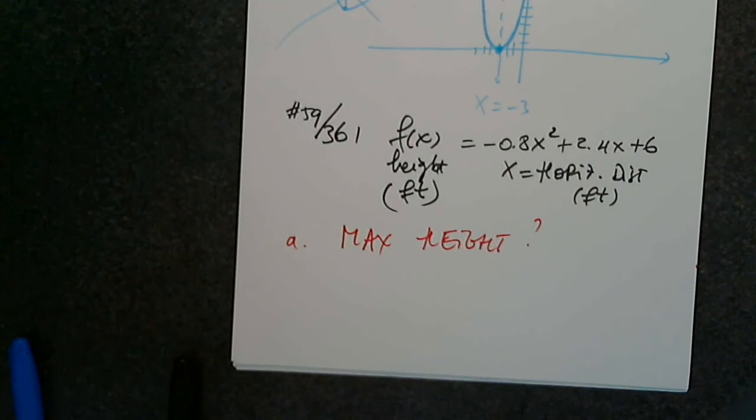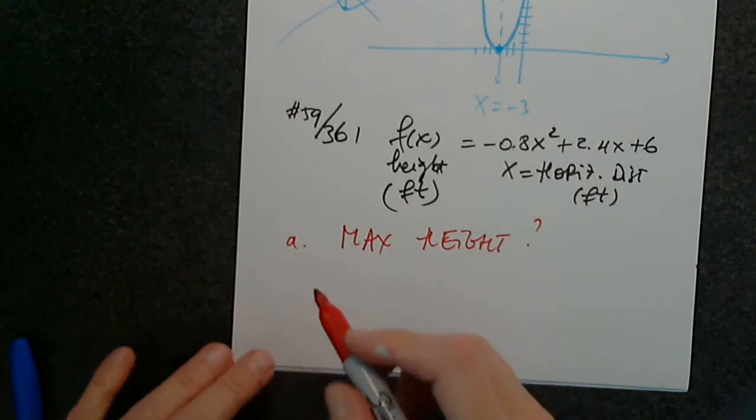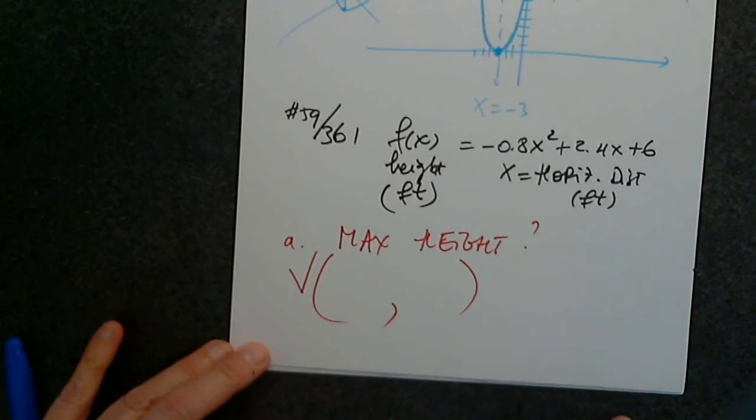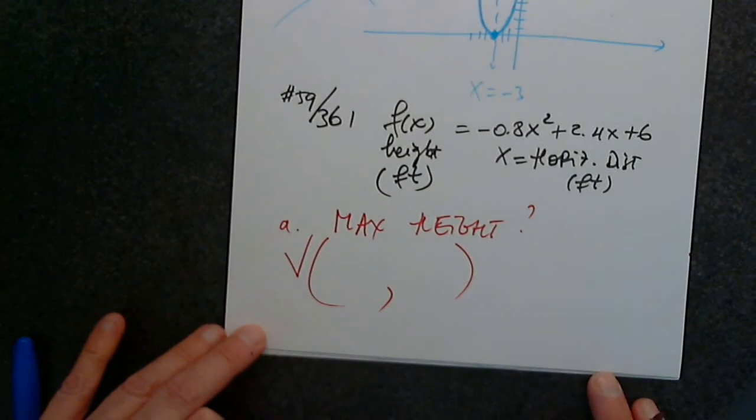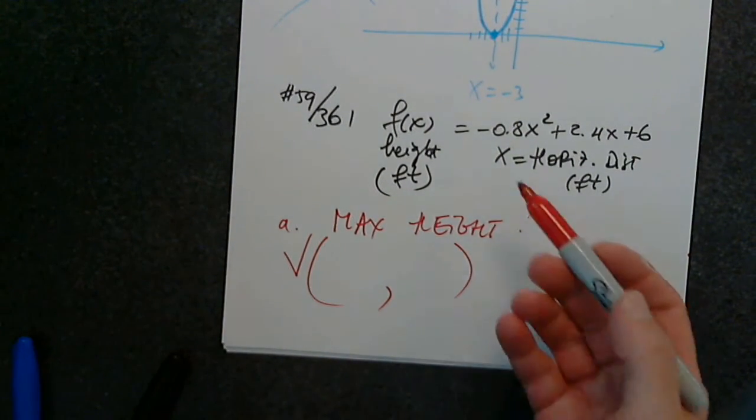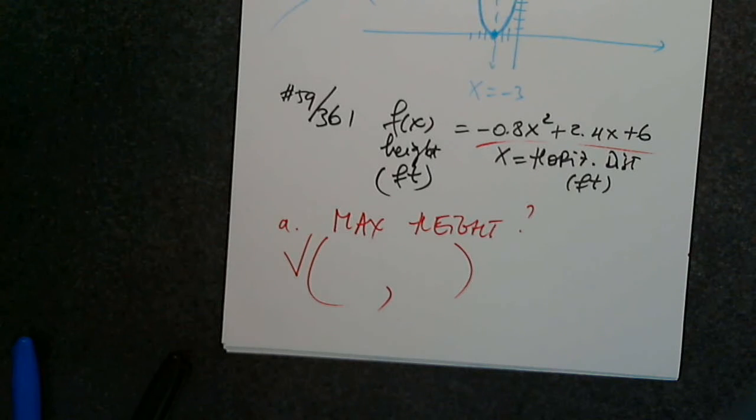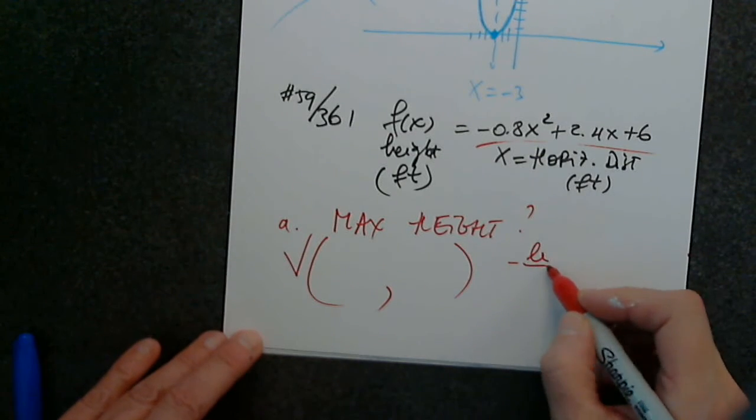So what do I have to do first? What do I have to determine first? Excellent. Great job. Good. How do I determine the vertex for such a function? -b divided by 2a.